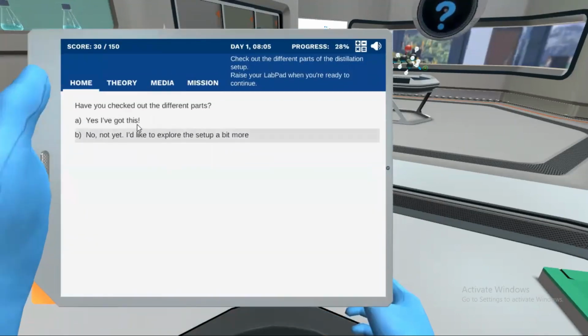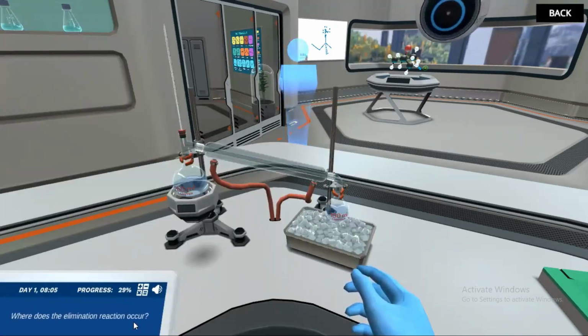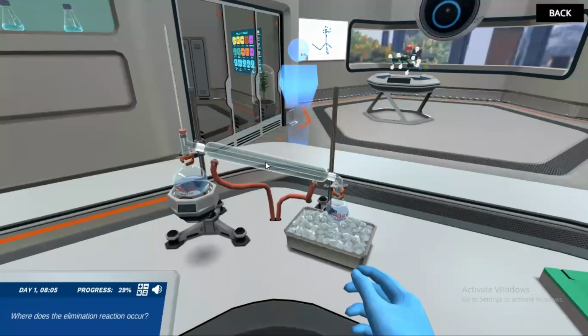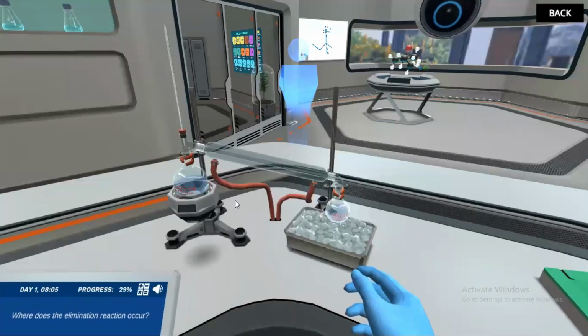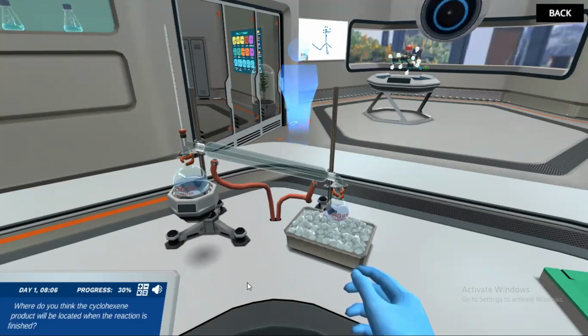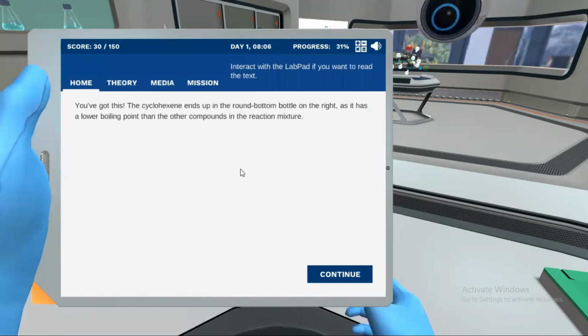Have you checked out the different parts? Great. Then let's see if you can answer a few questions about the setup. Where does the elimination reaction occur? Exactly. This is the reaction vessel where we've added cyclohexanol and phosphoric acid. Where do you think the cyclohexene product will be located when the reaction is finished? You've got this. The cyclohexene ends up in the round bottom bottle on the right, as it has a lower boiling point than the other compounds in the reaction mixture.